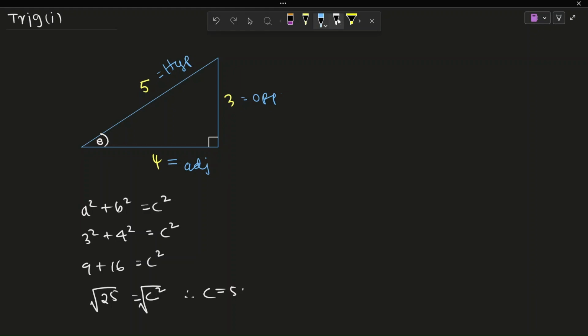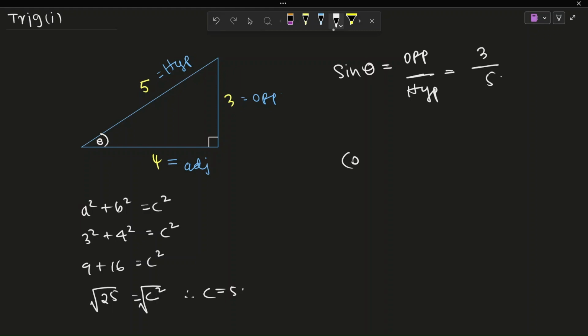Now, let's move on to finding the sine value of the angle theta. So to find sine, it's opposite over hypotenuse. So the opposite value is 3. The length of the hypotenuse is 5. Therefore, sine theta is equal to 3 by 5.